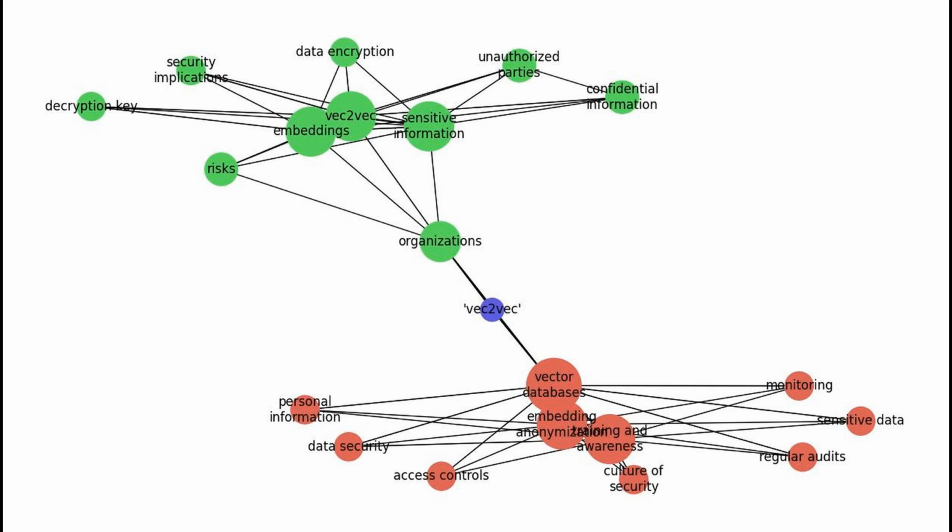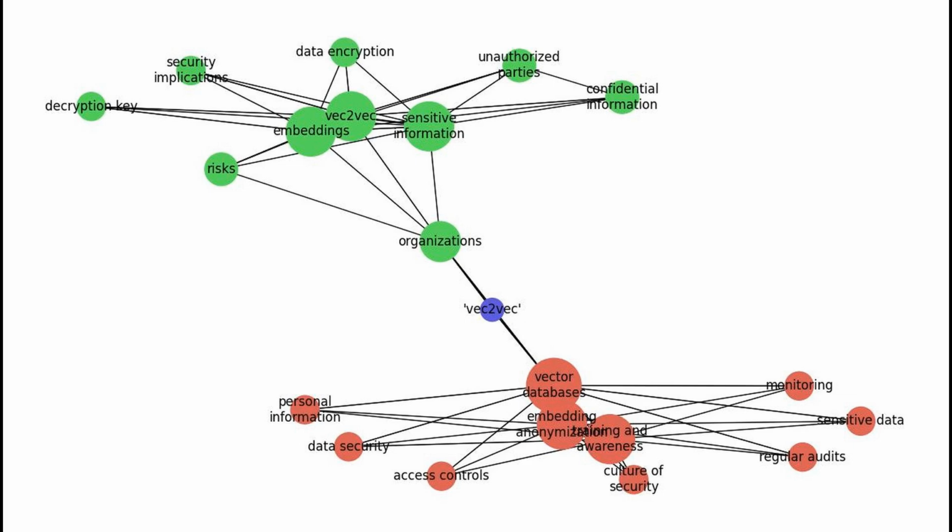Even if someone gains access to the embeddings, they would not be able to decode the data without the proper kind of decryption key. Two, access controls. Implementing strict access controls ensures that only authorized personnel can access vector databases. This is pretty similar to having a secure vault, where only certain individuals have the combination to open it.